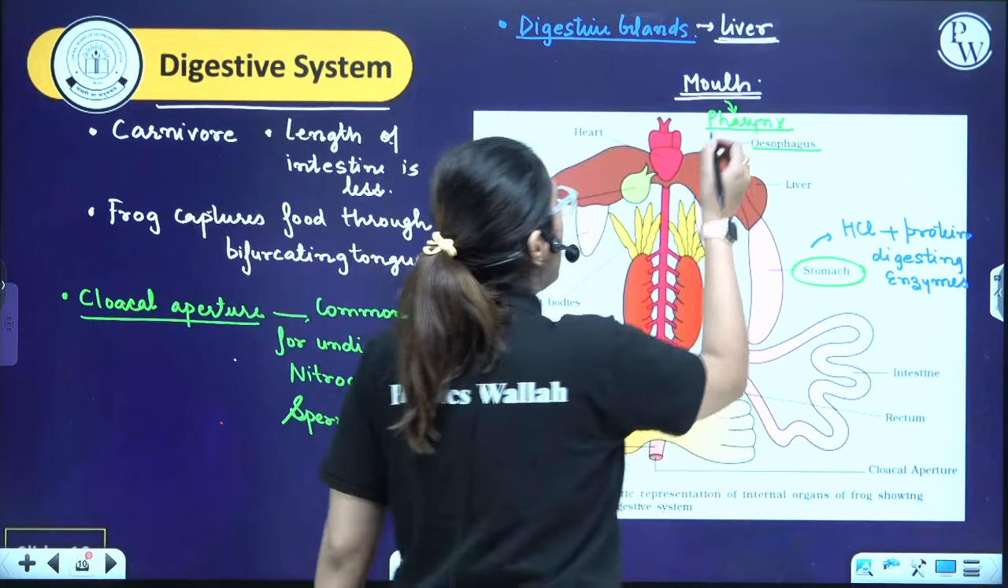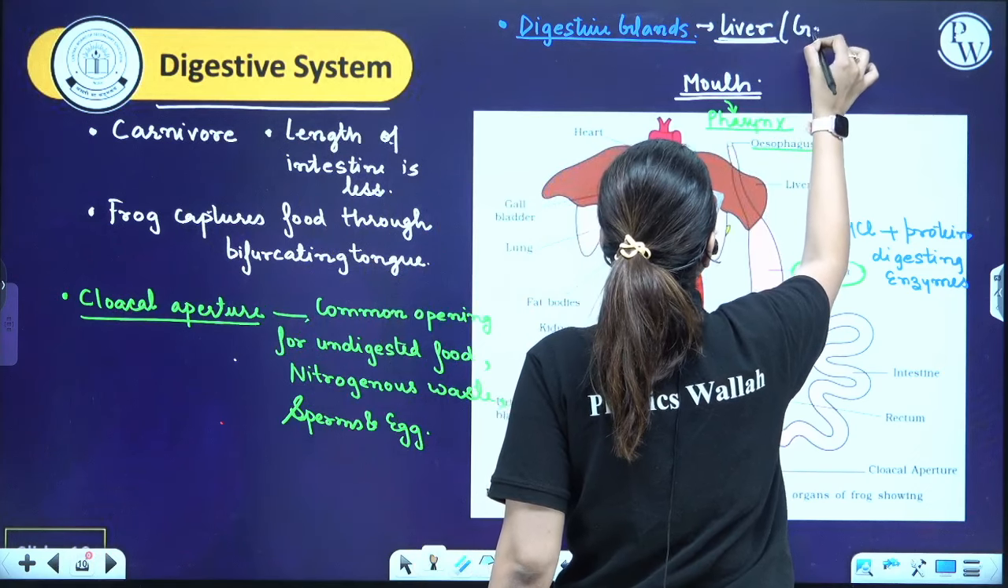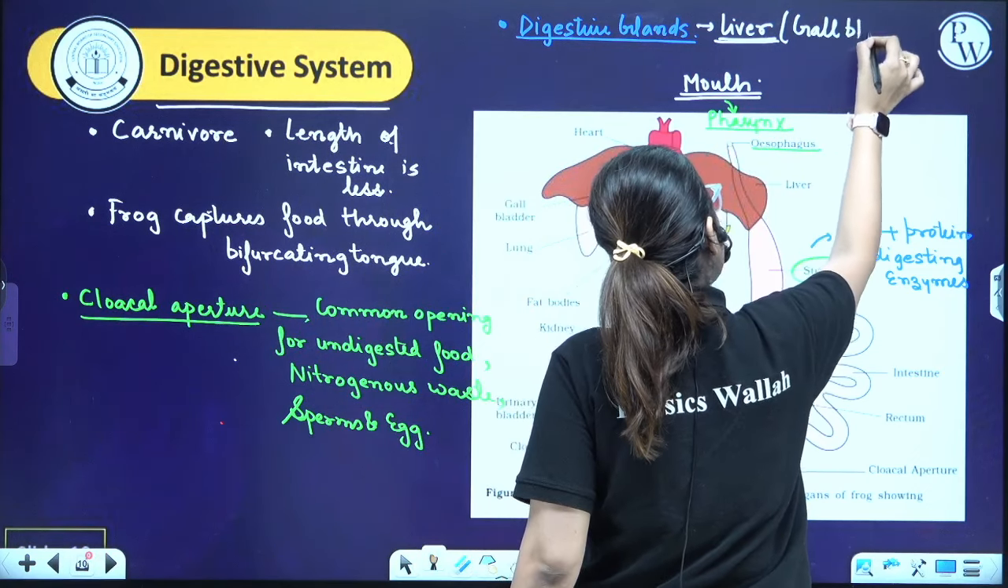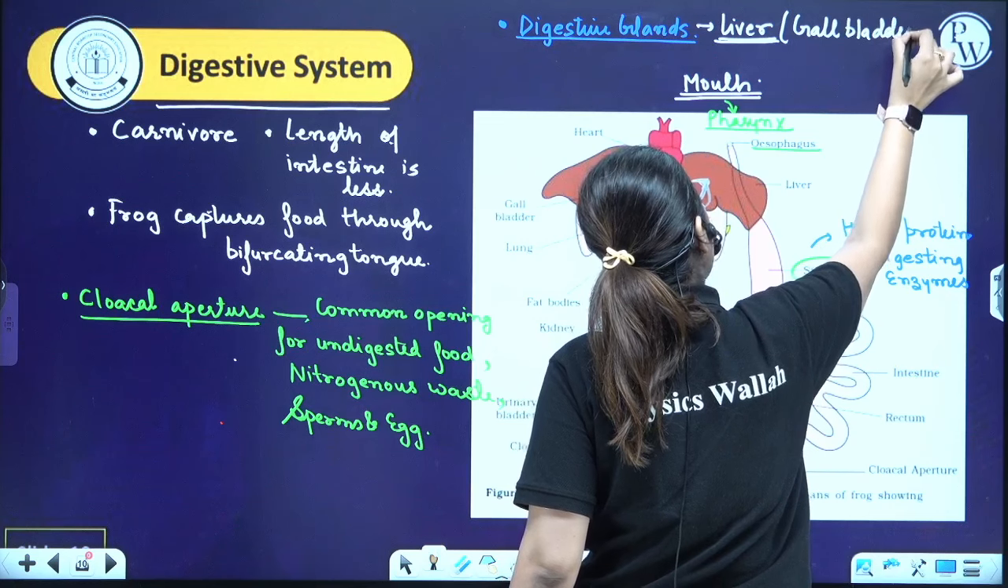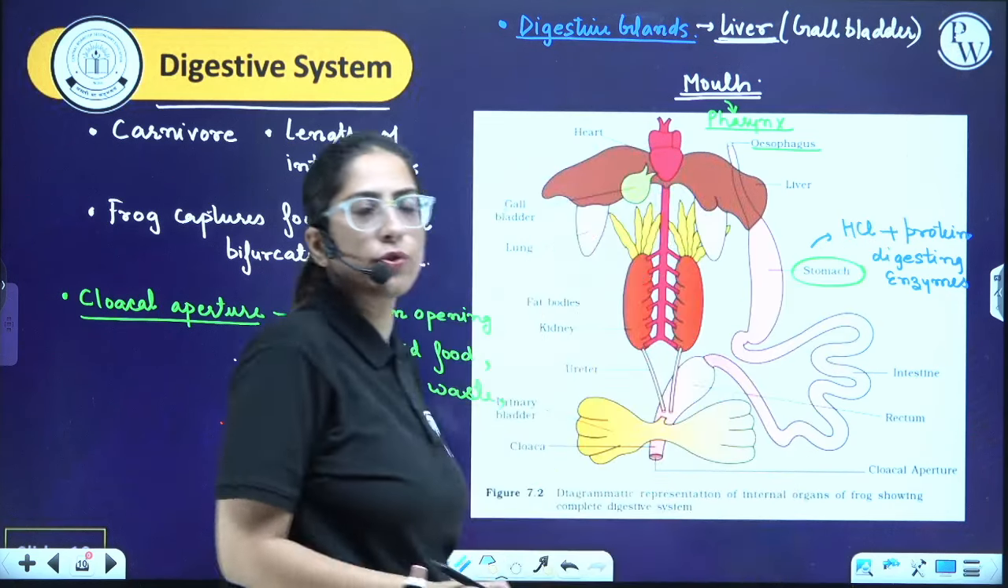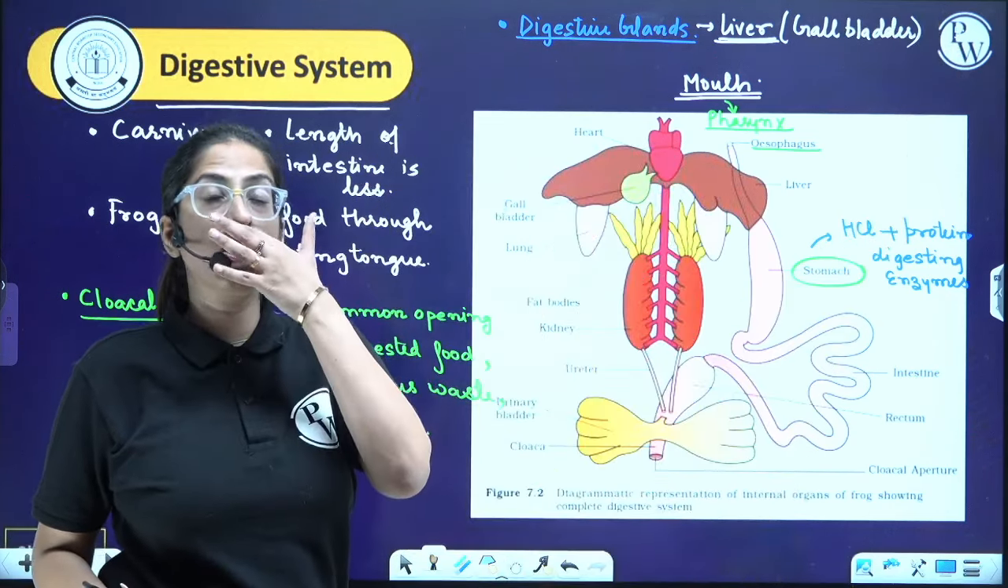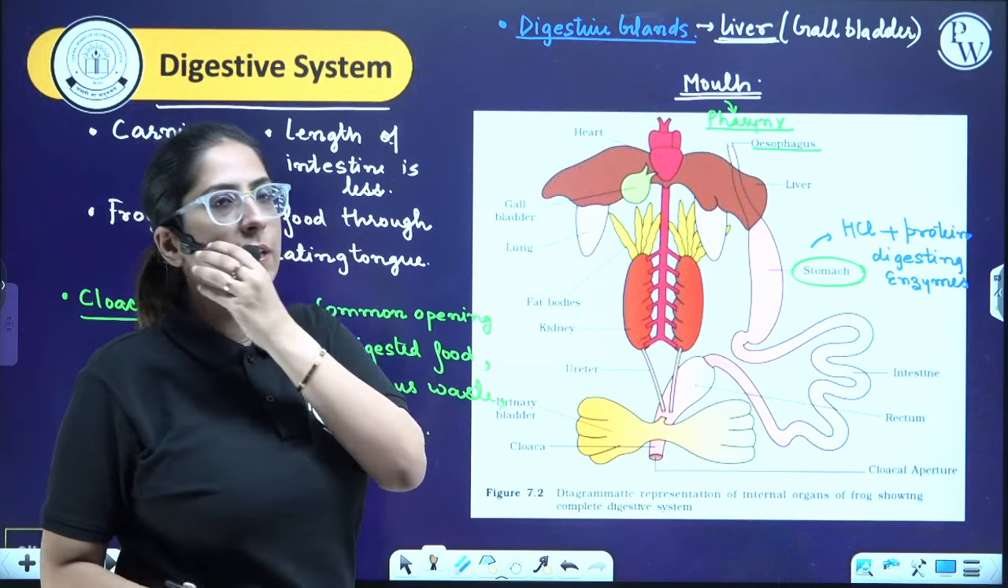And along with the liver, they have a gallbladder also. So what's the function of the gallbladder? We have discussed this in our digestion and absorption. It helps in the storage of bile. Clear? Done? Liver is done.